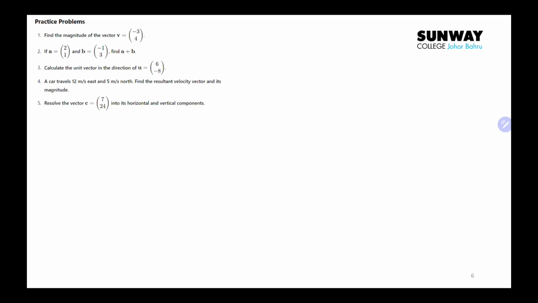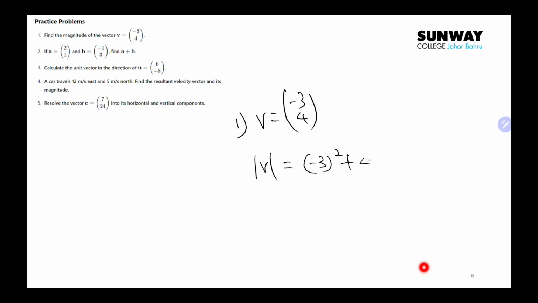Here are a couple of questions. Let's practice them. If you have a vector v equals (-3, 4) and you would like to figure out its magnitude, you will use the modulus sign next to the v to represent magnitude. So square root of (-3) squared plus 4 squared, and the answer is going to be 5.